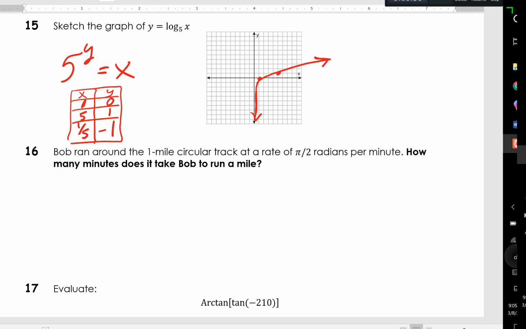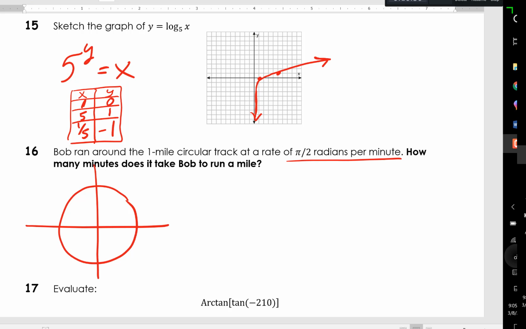All right. Now, number 16, there's a couple of ways you can do this. I was looking to see if you would just get that it's really super easy because it says Bob ran around the 1 mile circular track at a rate of pi over 2 radians per minute. Okay, pi over 2 radians is just a quarter of the way around, right? Pi over 2 is right there. So you can see that it's going to take him 4 minutes to go all the way around.